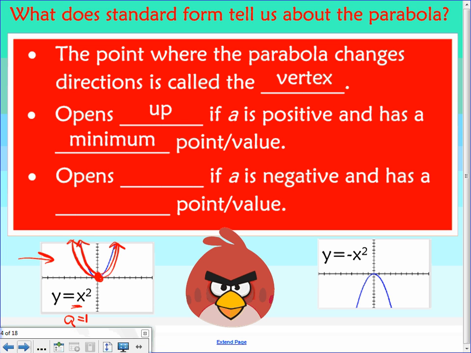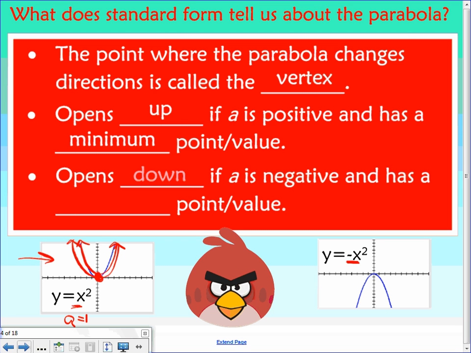And it makes sense. If you look at that, is the vertex the highest point on the graph or the lowest point? In this case, that's the lowest point, which makes it a minimum. All right, and then kind of the opposite of that, if your a value is negative, what's that mean?